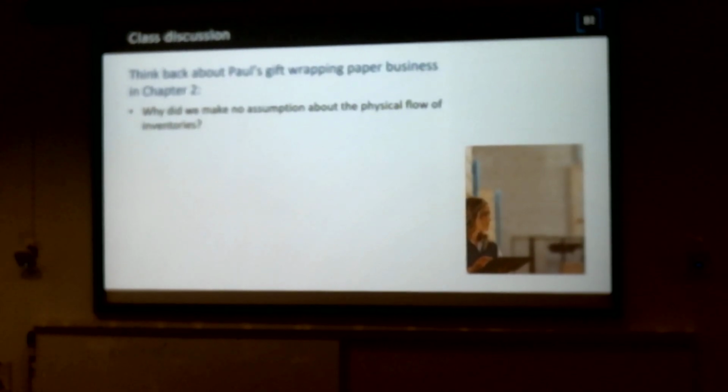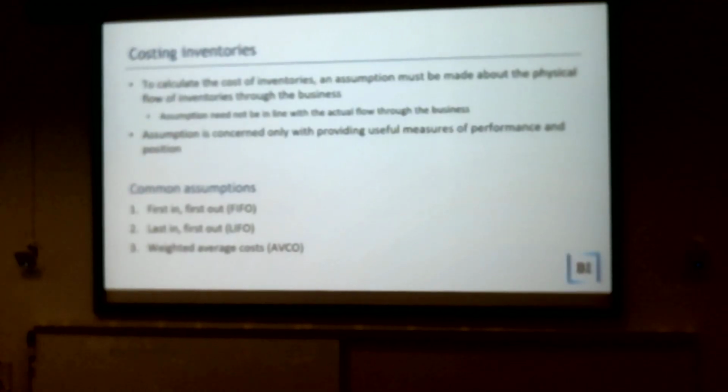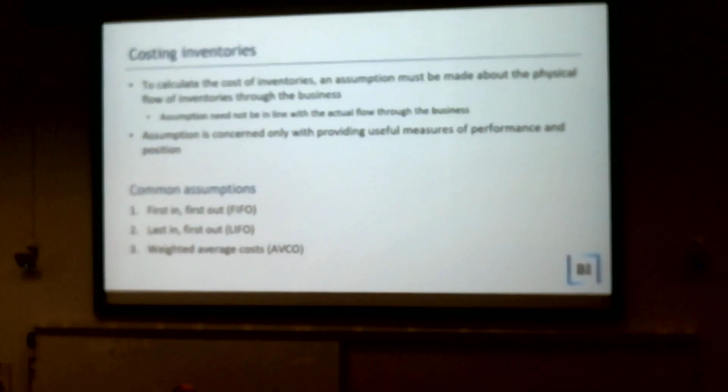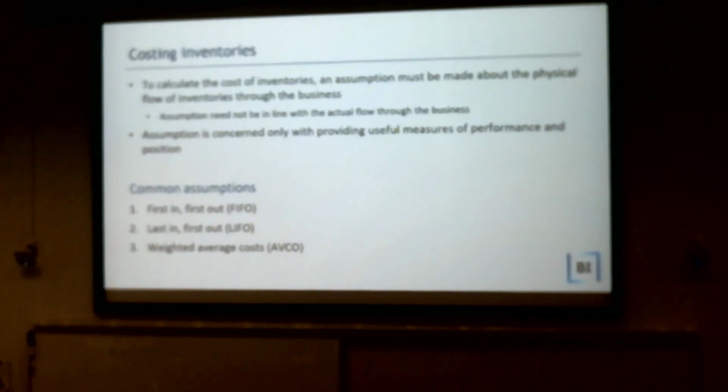And the thing is, prices might fluctuate, right? So you see, we made it ourselves very easy in the beginning. I can go back, I think. So we kind of need to make assumptions about the physical flow of inventories when we want to calculate costs of inventories.